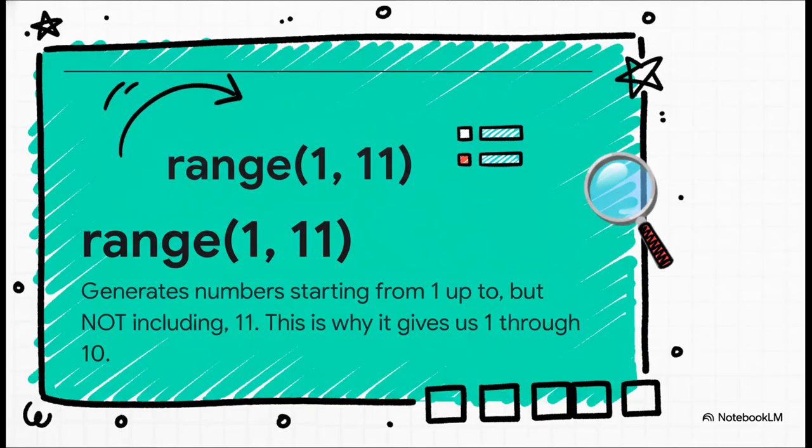Now, let's talk about that range function, because this trips up a lot of people when they're starting out. When you say range 1, 11, what you're really telling Python is start at 1 and go up to, but do not include, the number 11. So the very last number it will give us is 10. You've got to remember that little detail.